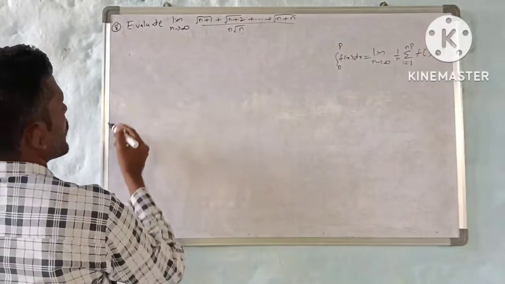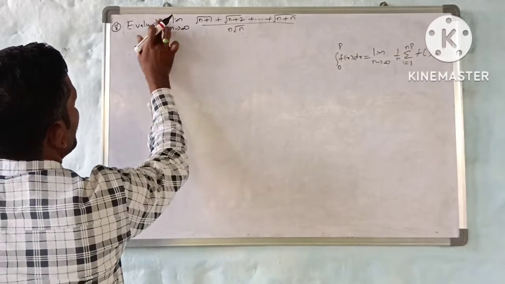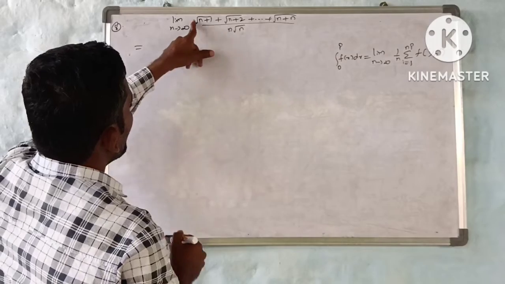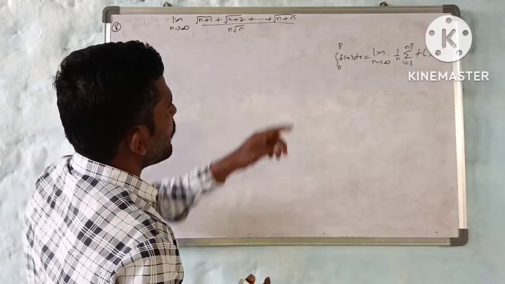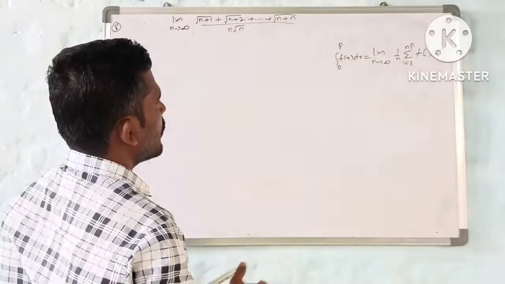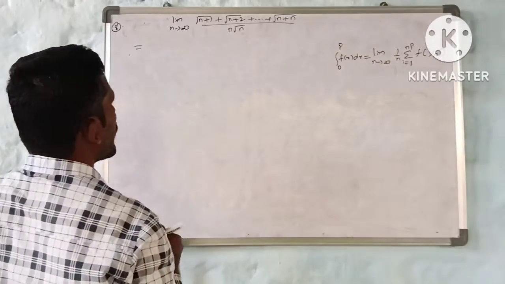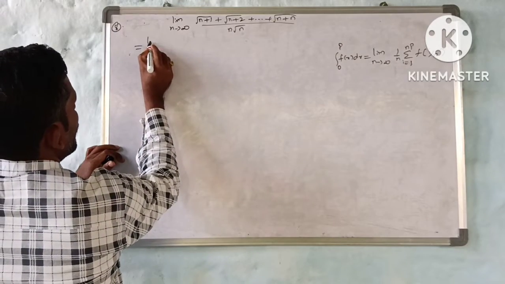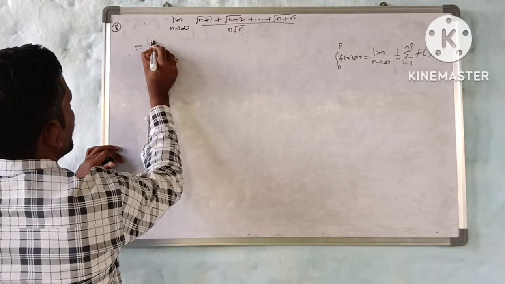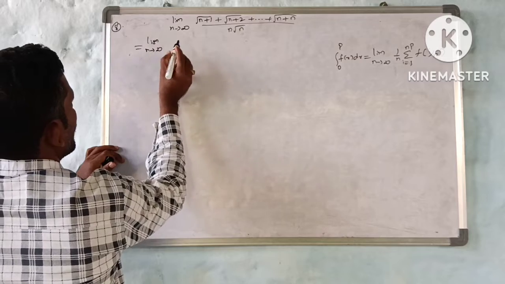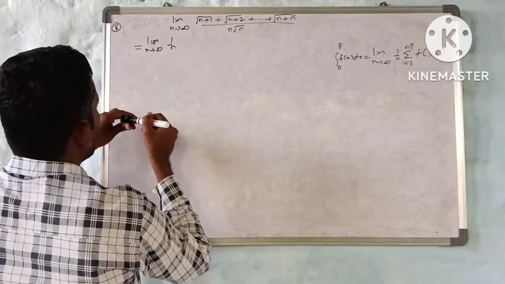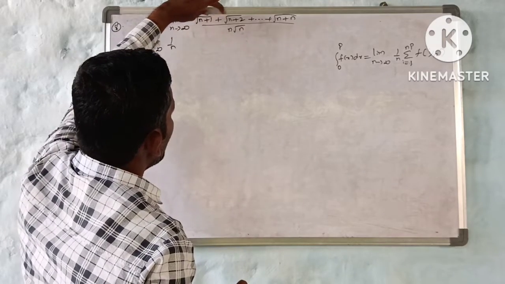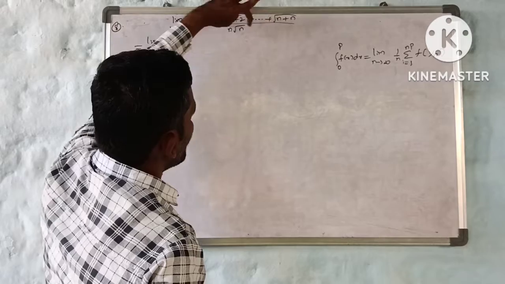So for that I am taking what is given here. This can be written as limit n tends to infinity root n plus 1, root n plus 2, and so on, root n plus n, by n root n. Here we need 1 by n as common, so this 1 by n I am taking outside, separately. So limit n tends to infinity 1 by n, and the remaining is root n plus 1, root n plus 2, and so on, root n plus n, by root n.